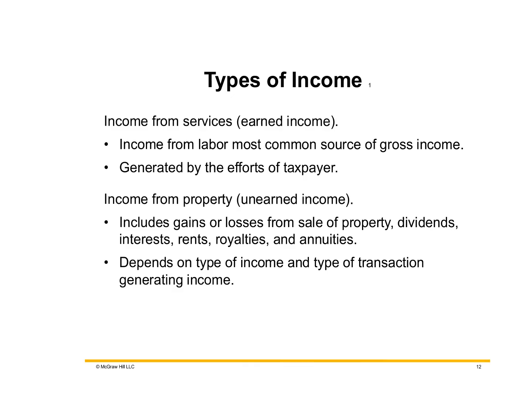Income from property, on the other hand, that is considered unearned income. And the reason why it's unearned is because the taxpayer didn't have to perform some sort of work to earn that income. So examples of income from property can include gains or losses from the sale of property, dividends, interest, rent, royalties, annuities. And that type of income, it depends on the type of income and the type of transaction.